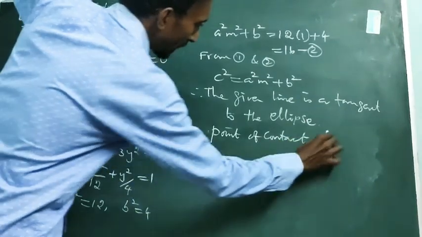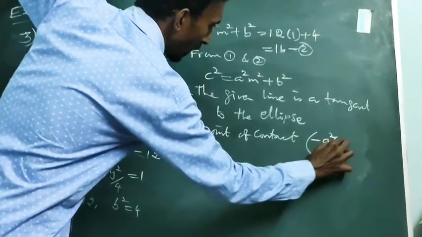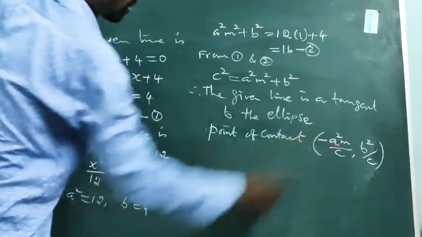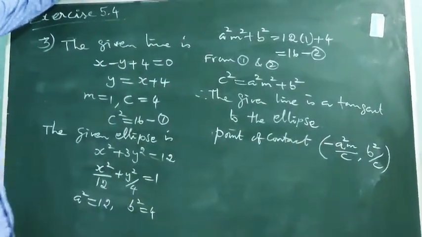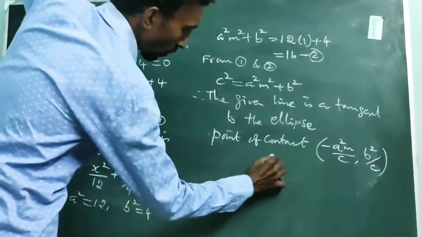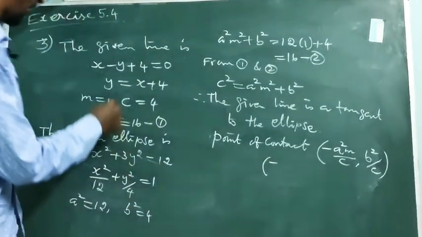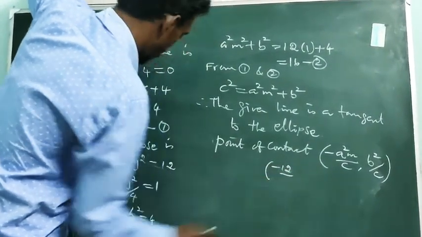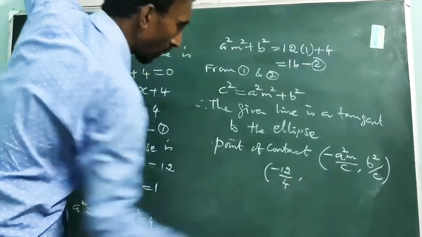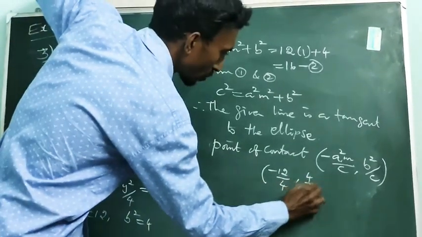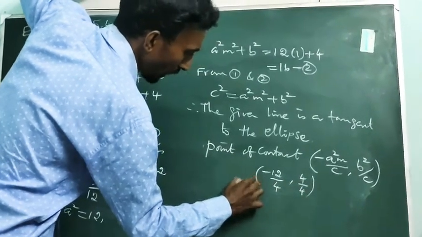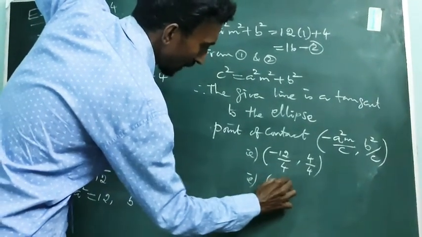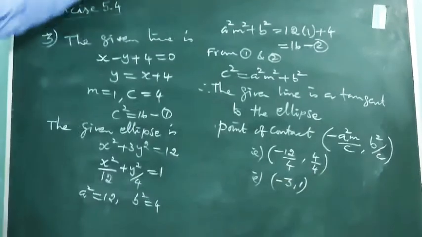The point of contact is given by the formula minus a square m by c comma b square by c. So not minus a the whole square, a square negative. So minus, what is the a square value? a square value is 12 and m is 1 by what is the c value, 4, comma b square value is 4. So 4 by 4. Then minus 3 comma 1. It is the point of contact.